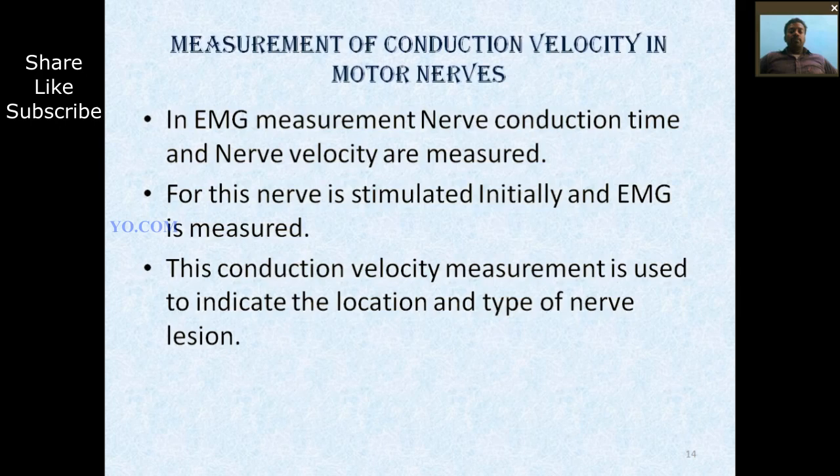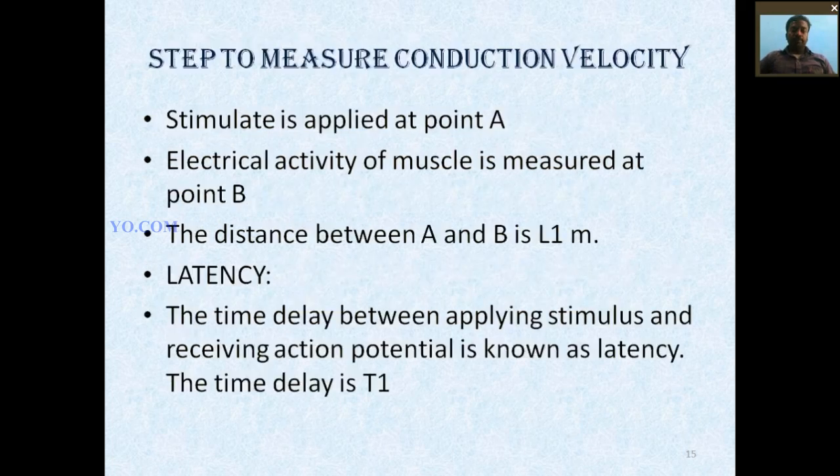This conduction velocity measurement is used to indicate the location and type of the nerve lesion. The conduction velocity depends on the location in the human body and the type of the nerve system. So the conduction velocity is not the same in all places of our human body. Then the steps to measure the conduction velocity. First, the stimulus is applied at the point A.